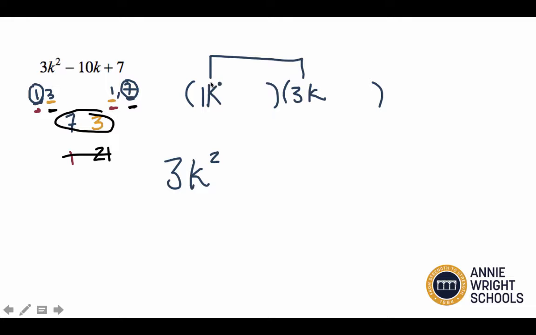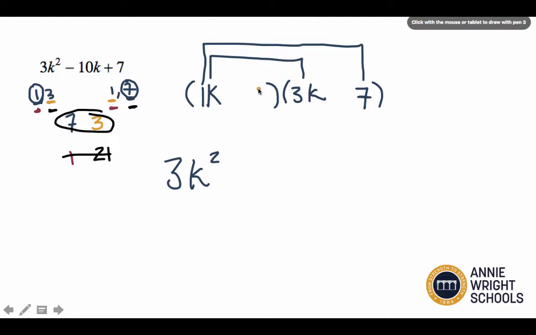Now the 1 has to multiply a 7, so this one has to multiply a 7. So I know the 7 goes here. That forces this number to go here as a 1 because I need to take 1 times 3 and I need 1 times 7 at the end. So when you multiply all that out, you get a 3k squared, a 7k, a 3k, and a 7. And that 7k and 3k are what combine to get you a 10k.